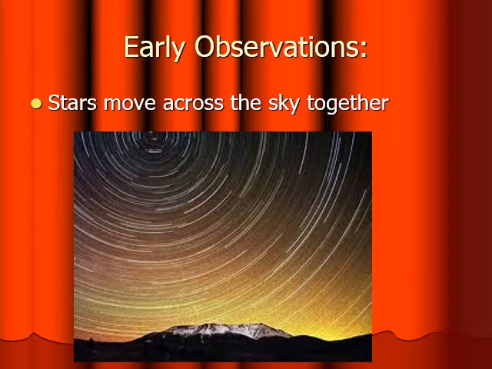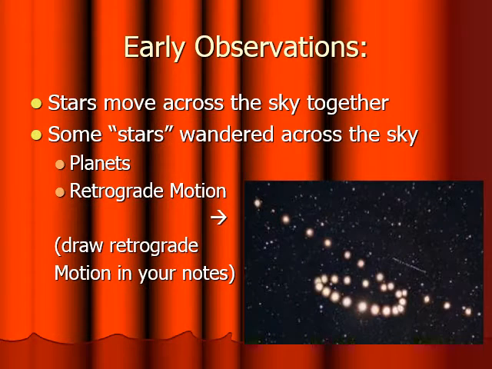Early observations of the sky showed us that stars move all together, but some stars seem to wander across the sky, and we now know that those weren't in fact stars at all. They were planets, and planets appear to move differently in the sky. It's important to understand that the planet isn't actually moving in that way. It's not going one direction and then changing direction. This is all a trick. It's an optical illusion based on the fact that Mars is moving and we are moving too.